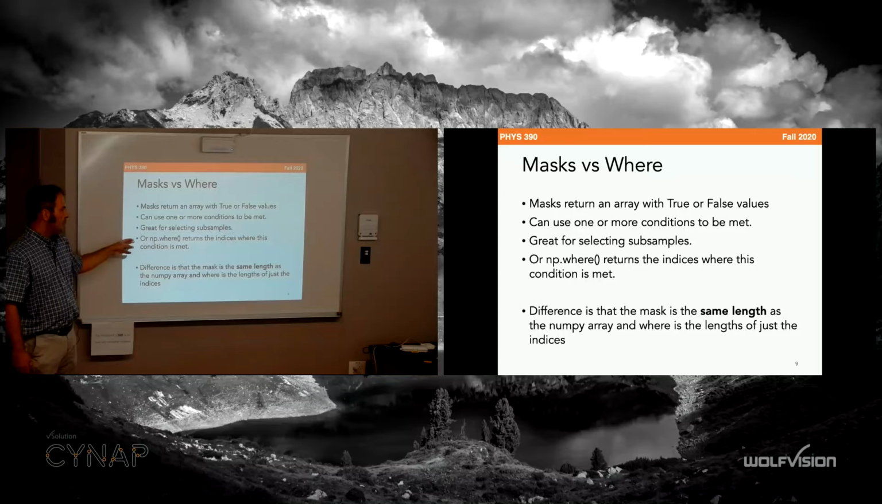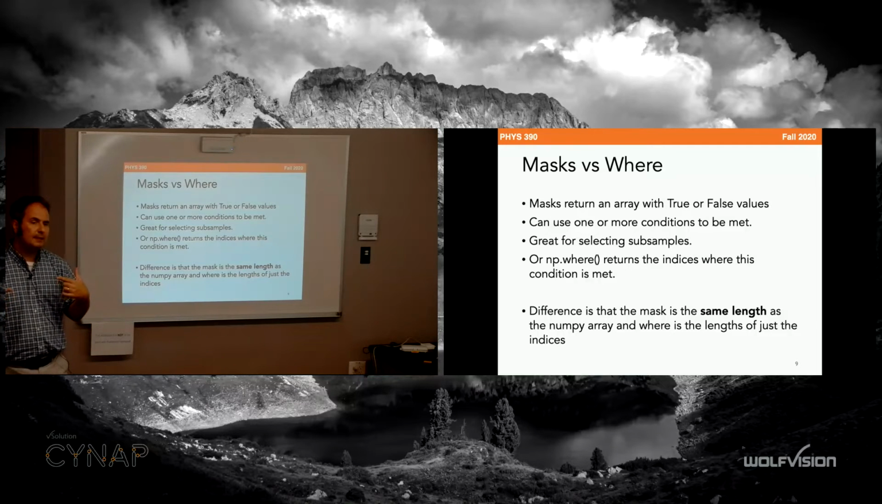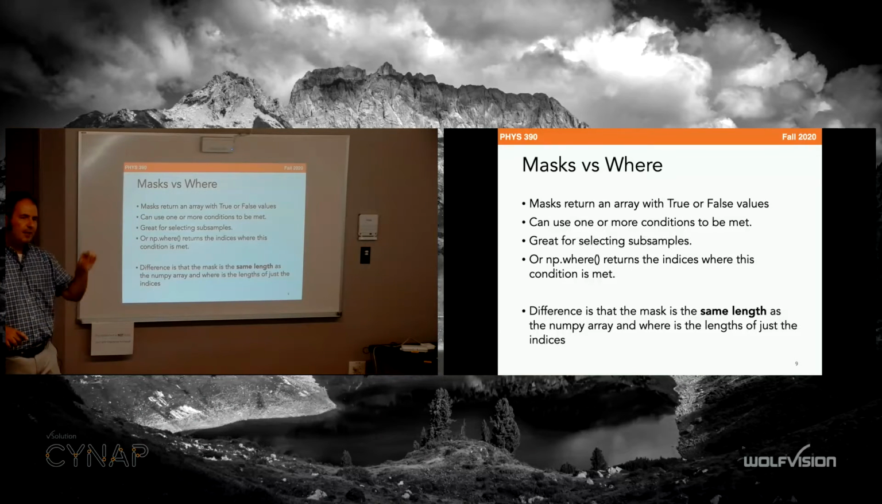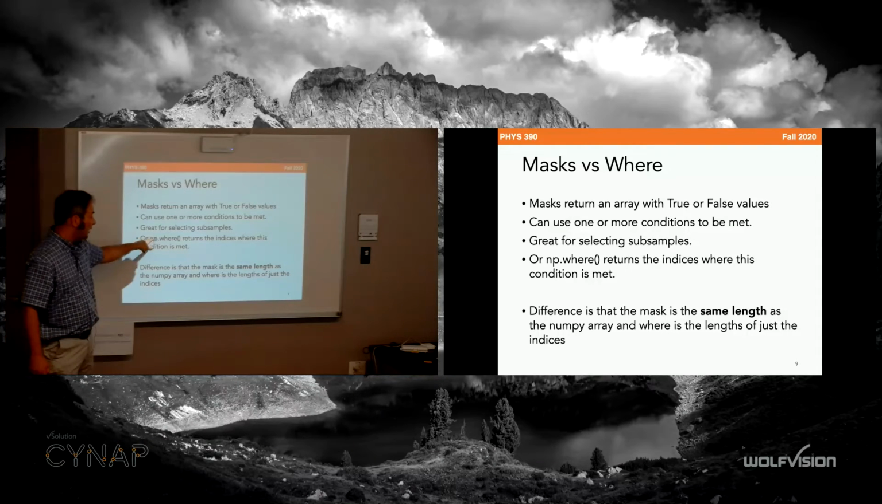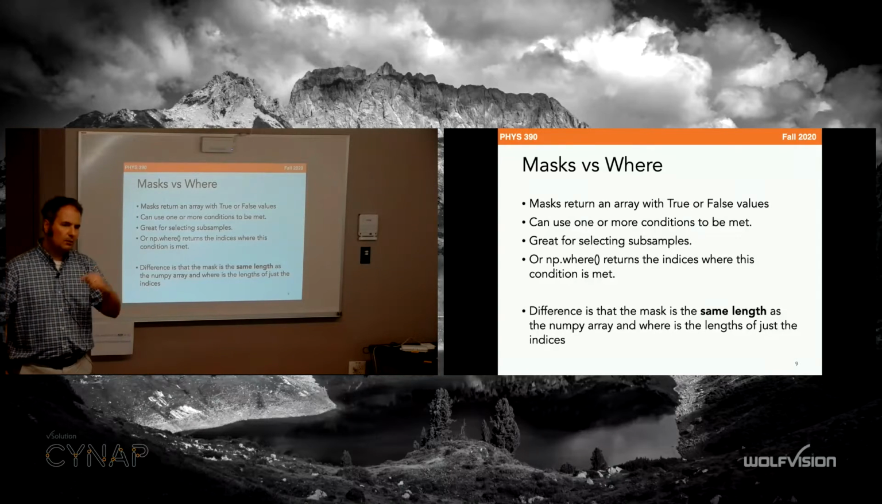So numpy where returns the indices where a condition is met. That's another way to find a subarray. Instead of having the full array with true, false, true, false, you can have just the indices where this is true. So that's not numpy where, it's numpy argwhere. The difference is that a mask has the same length, and so that's easier to use, and you can also just select the indices. That's another way of going through it.